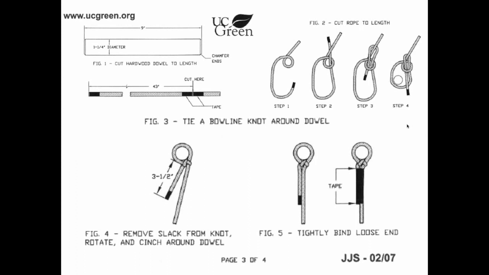And one of the ways we were taught was, in step one, you make a rabbit hole. In step two, the rabbit comes out of the hole and goes around the tree. In step three, the rabbit goes back down the hole. And then step four, you have your knot. It produces a loop that won't slip. Then I'll take some electrical tape and tie the loose end snug with the basic length of the rope to make it more finished at the end.